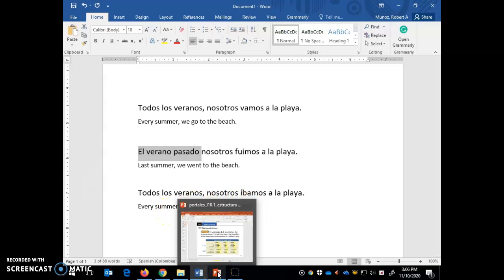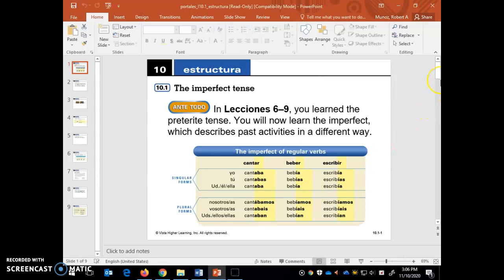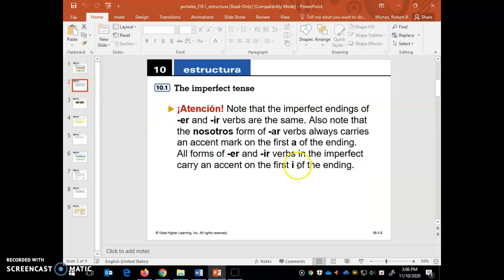In the resources of this lesson 10, you also find a PowerPoint that talks about the imperfect. You have the construction of the regular verbs, and these are the marks that the verbs are imperfect: the endings aba, ía, and ía. Again, in this same PowerPoint, you find more information about the same imperfect conjugation.